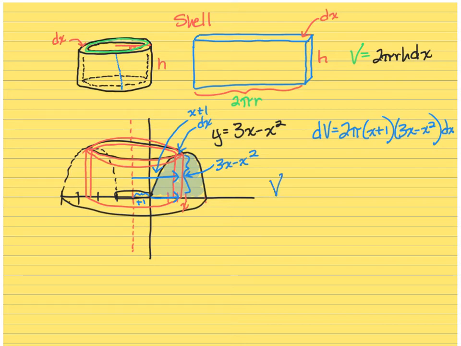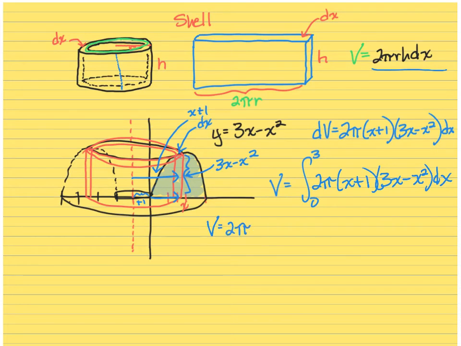So if I want the volume of the whole thing, I'm going to integrate this thing. Let's see, I started making my cuts at 0, started building my rectangles at 0, stopped at 3. And so it's just going to be the integral of 2 pi (x plus 1)(3x minus x squared) dx. And so setting that up, that's the process. You're going to always end up using this procedure, that formula, to get what you want, right? And then you set it up.